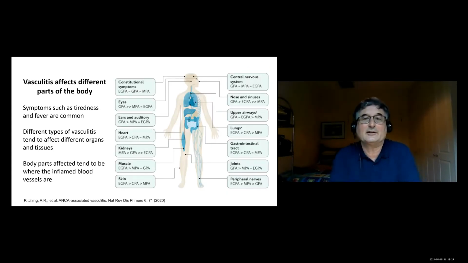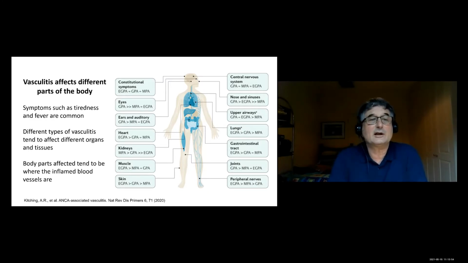Vasculitis affects different parts of the body, and you don't need to remember this diagram, and nor will there be a test on it. It's there really to show that in theory, vasculitis can affect almost any part of the body. Because it is often a systemic disease, in other words, a bodily disease, symptoms such as tiredness and fever are common. And tiredness is a really important symptom that tends to persist even when the vasculitis is inactive. It's often under-recognized by us doctors, but very commonly experienced by patients.